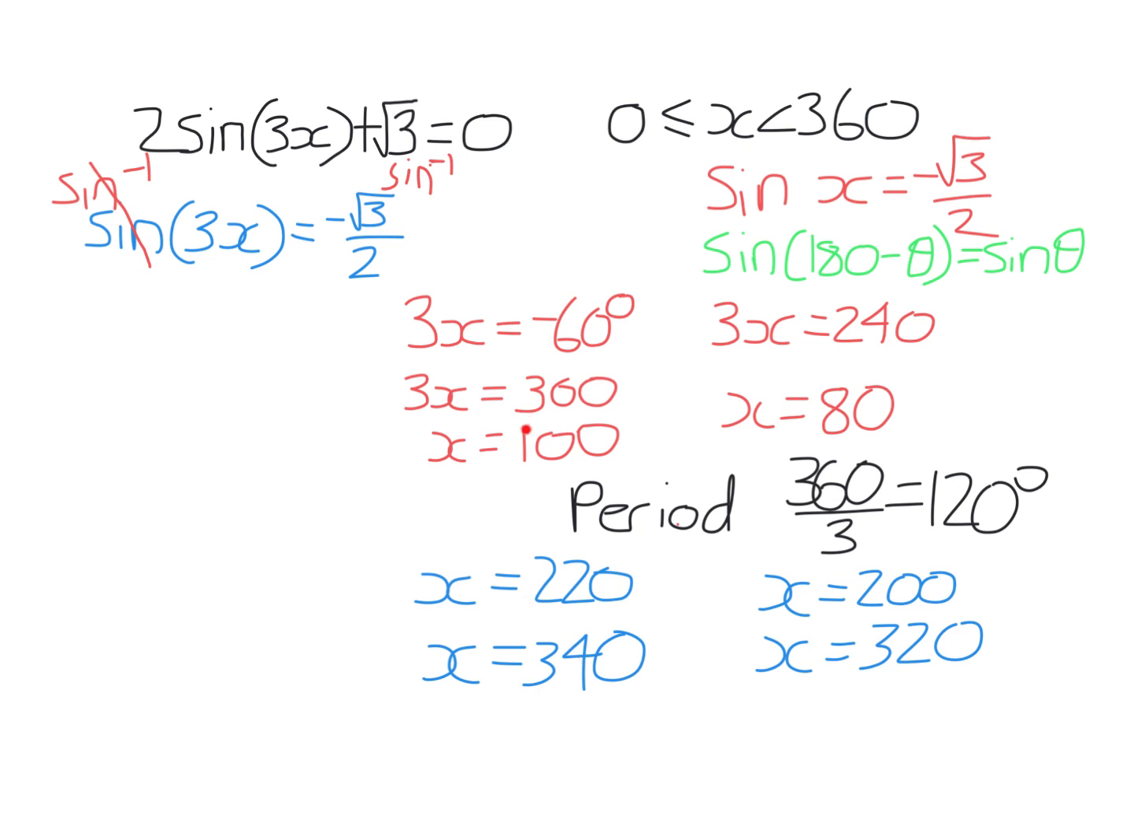The first one came from our calculator, the second one came from the unit circle or the trigonometric identity, and once we had 2 solutions, we can use the period to find the remainder of the solutions. So if you were given the same question but asked to find x in radians, do all your calculations in degrees and then change your answer back to radians. For example, 100 is 5 over 9 pi radians.